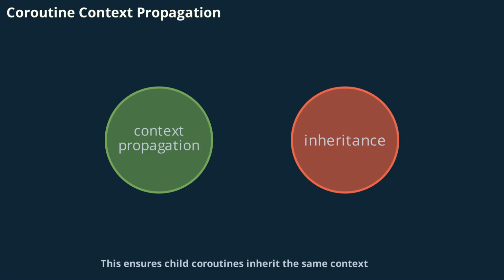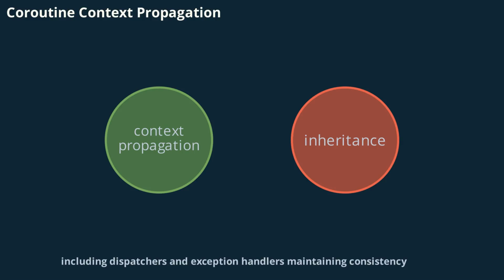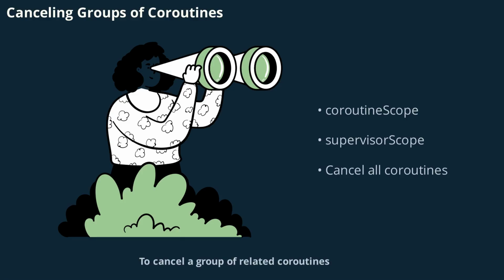This ensures child coroutines inherit the same context, including dispatchers and exception handlers, maintaining consistency. To cancel a group of related coroutines, create a coroutine scope using coroutineScope or supervisorScope. When you cancel the scope, all coroutines launched within that scope are canceled, ensuring proper cleanup and termination.